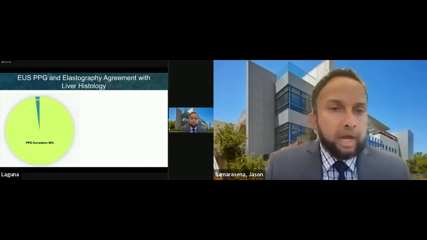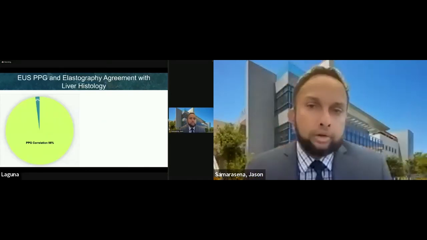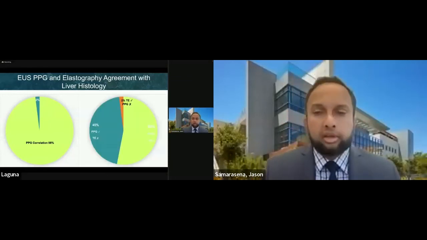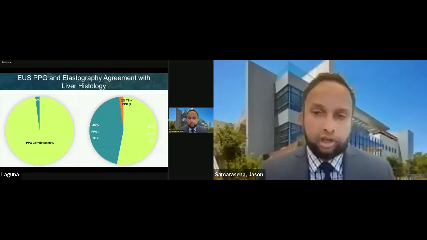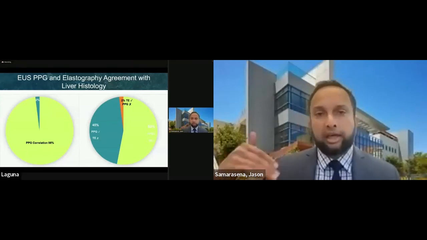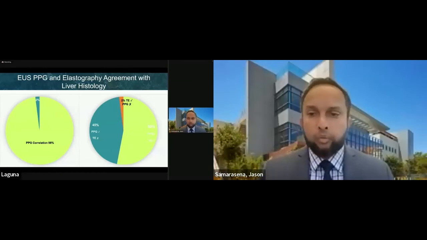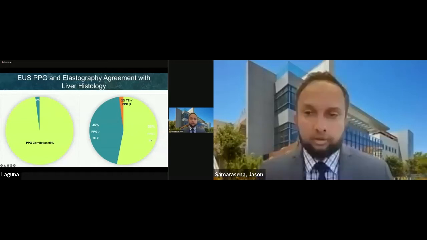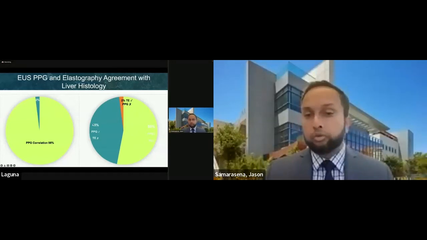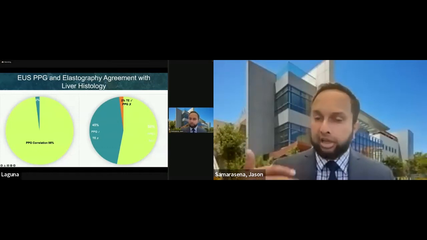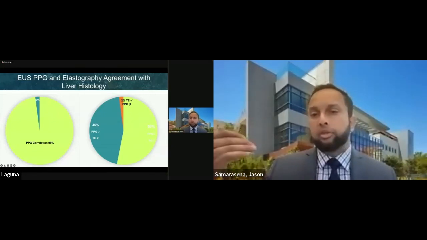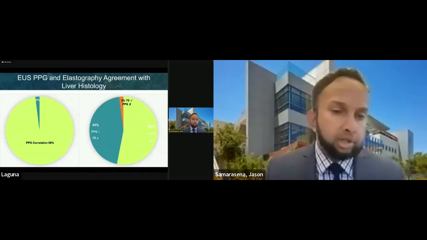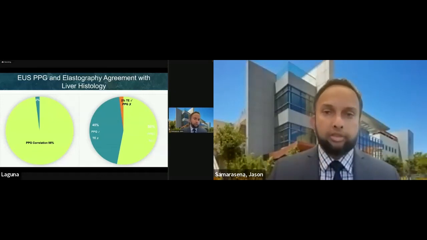Getting back to the EUS-PPG and elastography agreement, when we looked at comparing the liver histology with the portal pressure gradient measurement and the liver histology and the elastography, we found that in 53% of patients, the PPG and the transient elastography agreed with the liver biopsy. But in 45% of patients, it was only the PPG that agreed and the transient elastography was wrong. And in 2% of patients, the transient elastography was correct and correlated while the PPG didn't. So overall, there was a 98% correlation of portal pressure gradient with the liver histology.